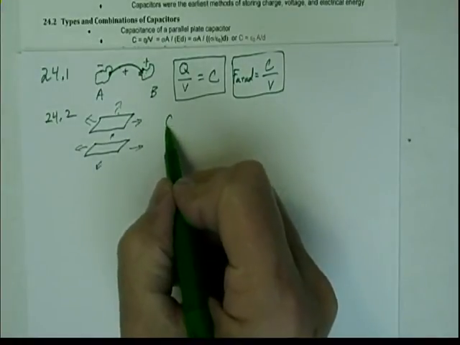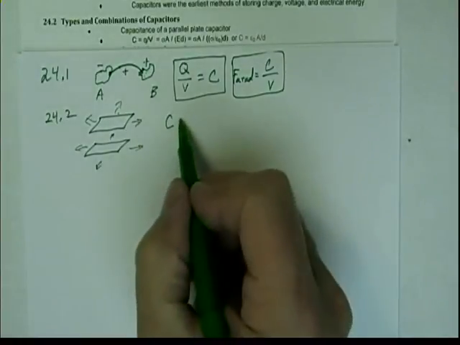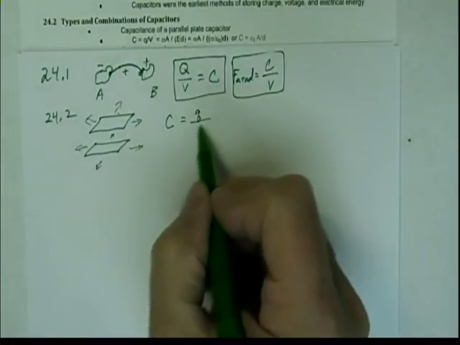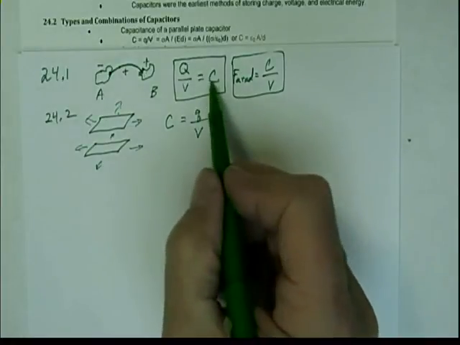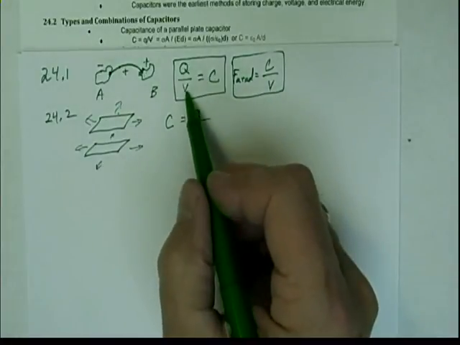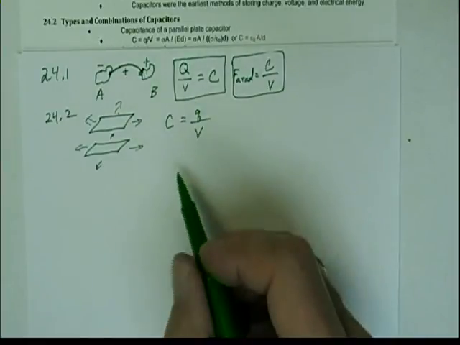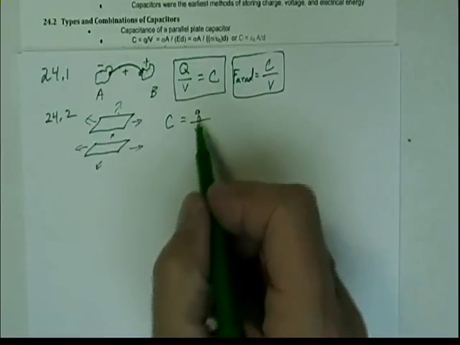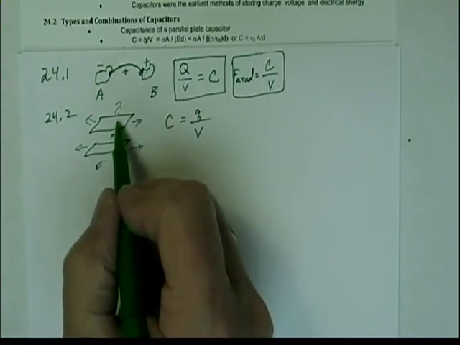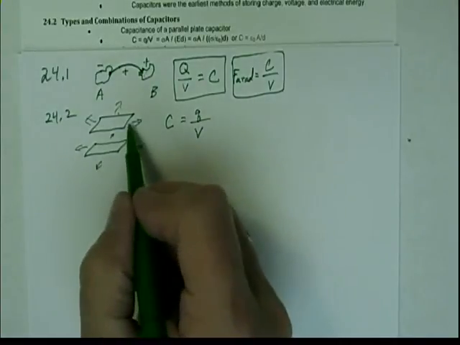Now, what we want to do is understand what the capacitance is. And we know that the capacitance is the charge divided by the voltage. Just as I've written here, capacitance is charge divided by the voltage that's created when that charge is moved between the two plates.